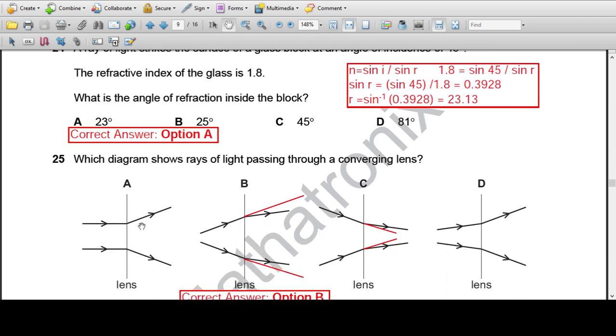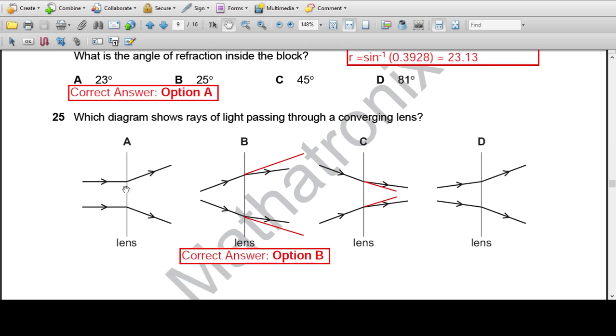Question 25. Which diagram shows the ray of light passing through a converging lens? Here the ray of light passes through a lens, and it diverges. Similarly for this one. In this one the ray is converging, so option B is correct. In the other diagrams, the ray is diverging after passing through the lens. So only option B is correct, because the ray is converging as it passes through the lens.